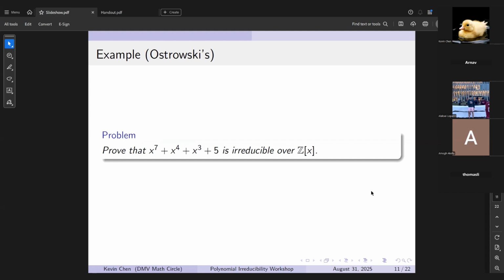And so this is obviously Ostrowski's because the final coefficient is a prime number, and it also clearly dominates the other coefficients. So 5 is greater than 1 plus 1 plus 1, and 5 is prime, so this polynomial is indeed irreducible over Z.